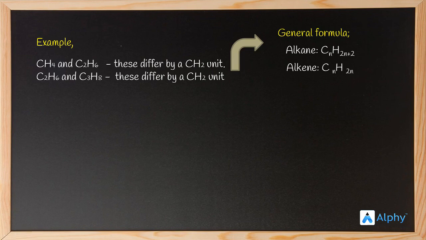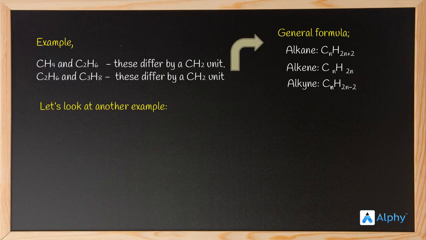Now let's look at alkynes, which have a triple bond. Take the example of ethyne. Eth again means 2, so substitute 2 in place of n. C into 2 is C2. H into 2 into 2 is 4, minus 2 is 2. So the formula is C2H2 for ethyne. This is how you calculate the general formulas of alkanes, alkenes and alkynes.